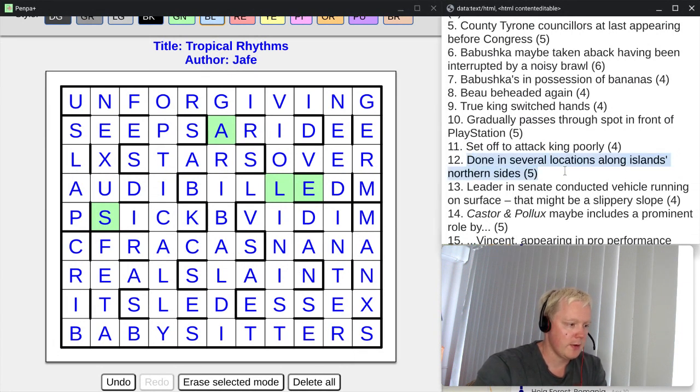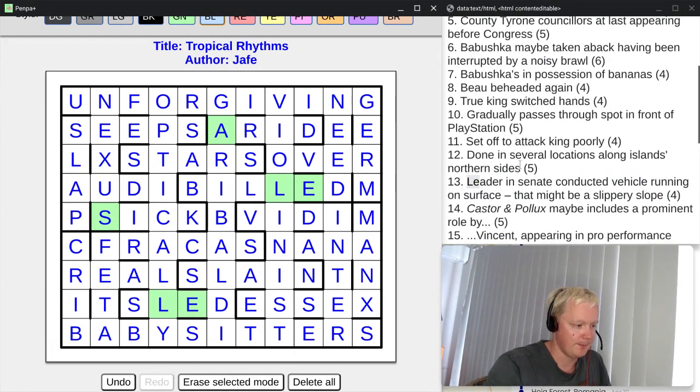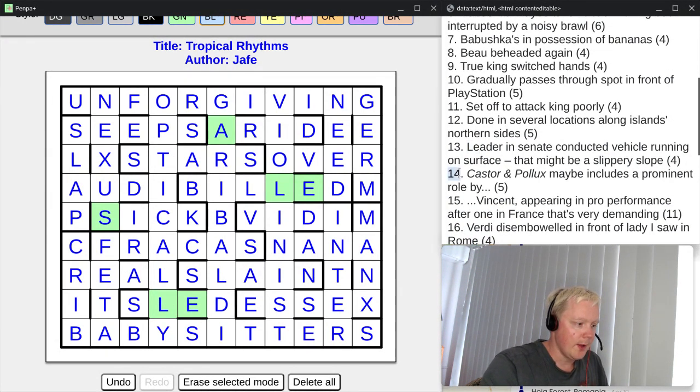Then done in several. So this was slain. Slain doesn't have a D. Then we have sled. Sled does have an L and does have an LE, but not LEA. So this is the longest that we have, LE. And sled is where in the grid? It's a cross clue. It's there, LE from sled. Then Castor and Pollux. So that was stars. Stars doesn't have a C.